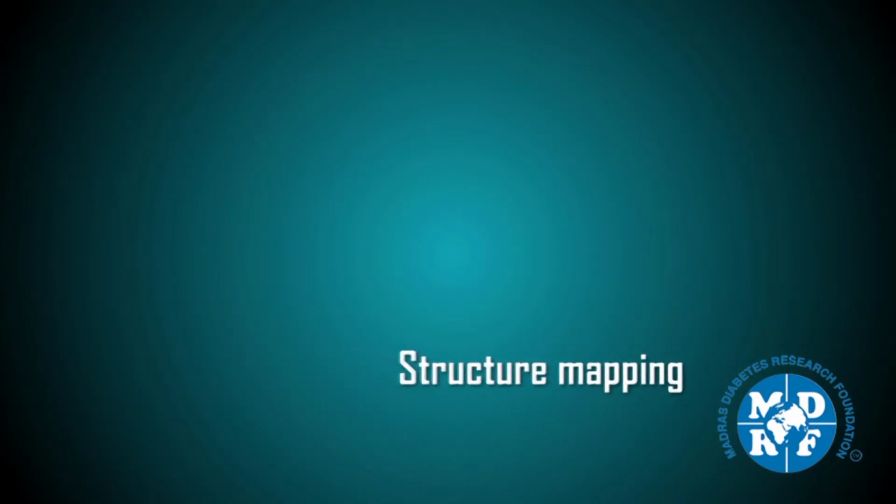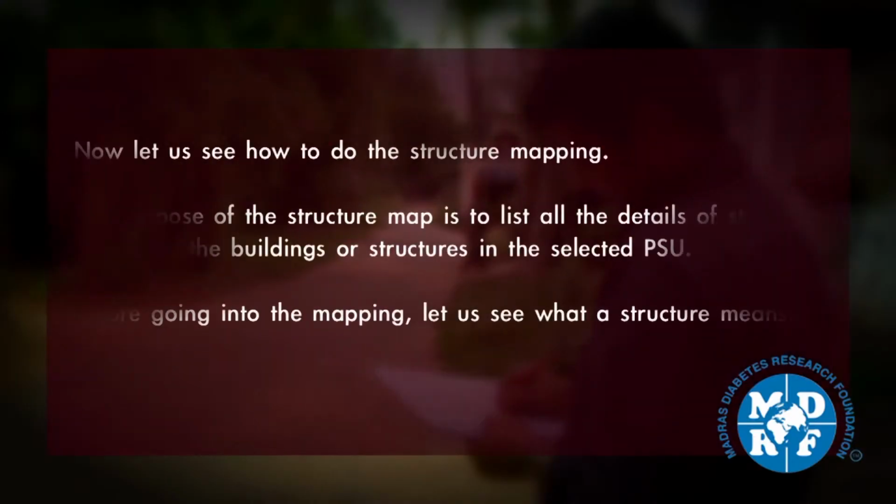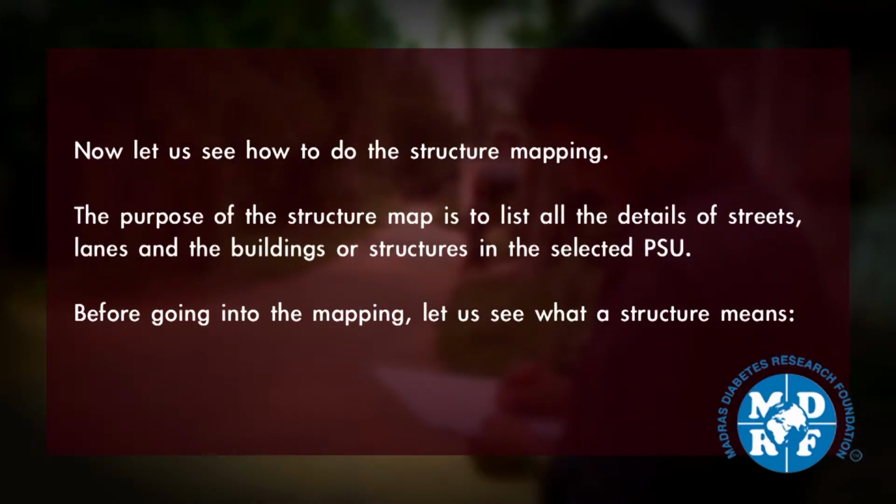Structure mapping. Now let us see how to do the structure mapping. The purpose of the structure map is to list all the details of streets, lanes, and the buildings or structures in the selected PSU.